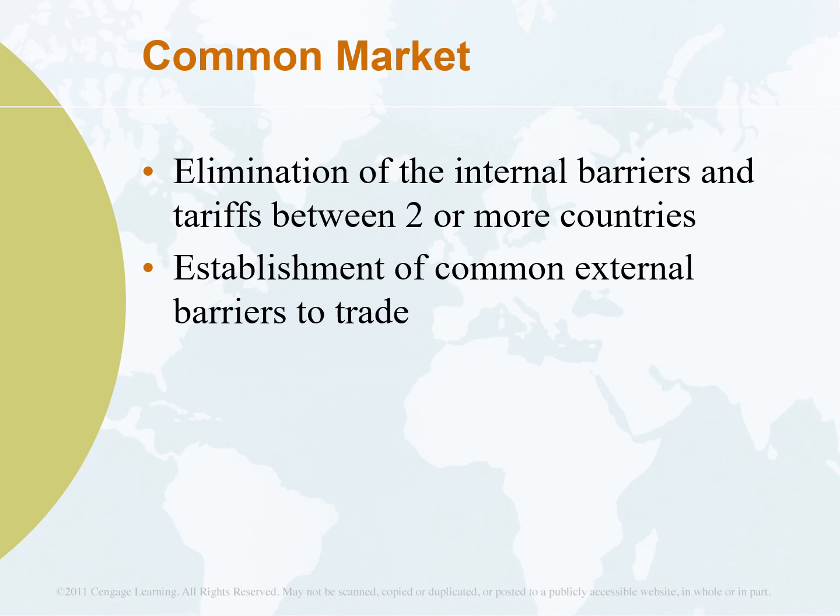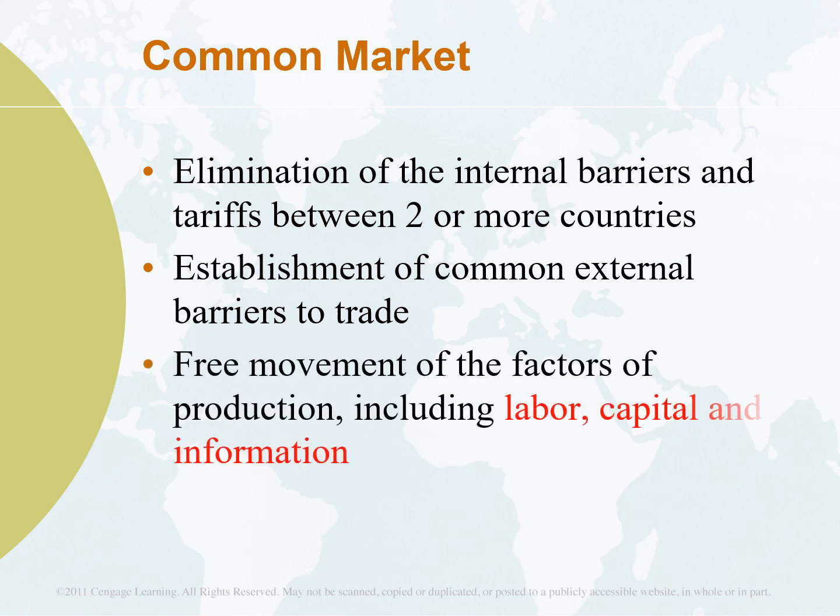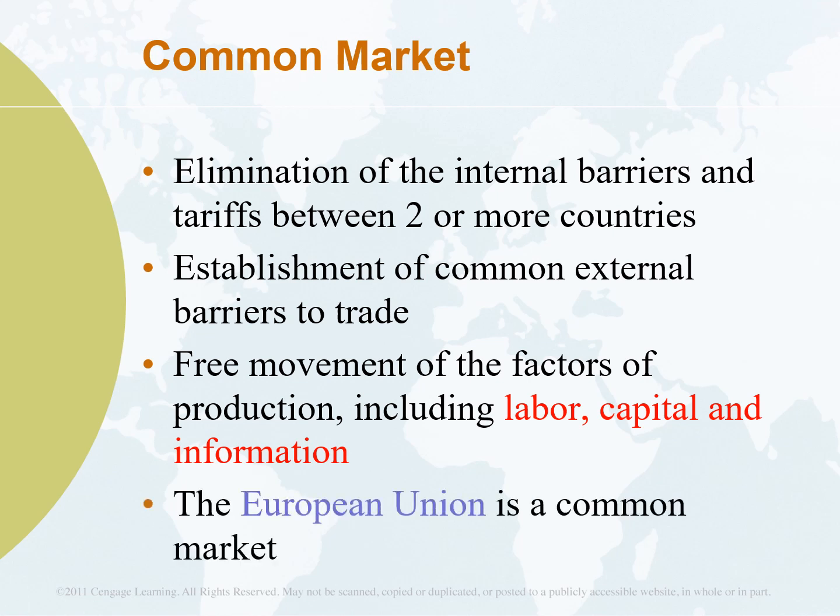Then there's a common market. Some countries develop further into a common market. That's basically elimination of internal barriers and tariffs between two or more countries, and establishment of common external barriers to trade. There's also free movement of the factors of production, not just goods: labor, capital, and information, all free flowing. The European Union is such a common market. In EU countries, they have the same currency. Maybe you're a French worker, you can go to Germany to work, and then come home at night, back to France. The European Union is a common market.